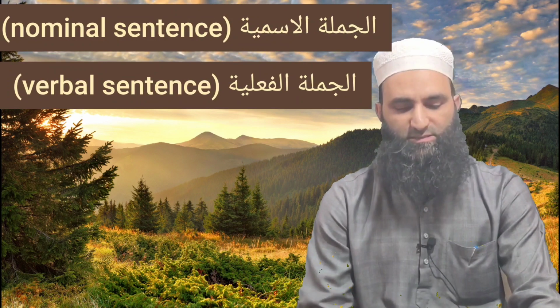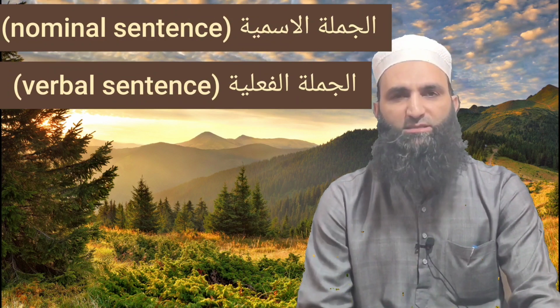Here we should also know that there are 2 types of sentences in Arabic. One is called al-jumlatul ismiyya, that is nominal sentence, and the second is known as al-jumlatul fi'liyya, that is verbal sentence. A nominal sentence is that which begins with a noun, wherein you will find a noun in the beginning. A verbal sentence begins with a verb. But here we will discuss only nominal sentences.